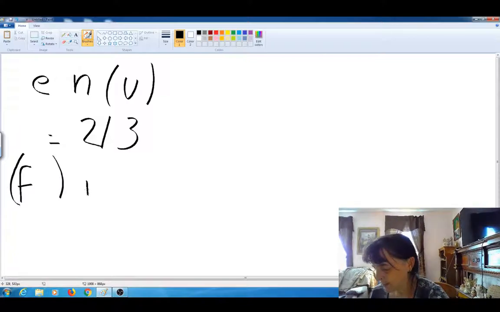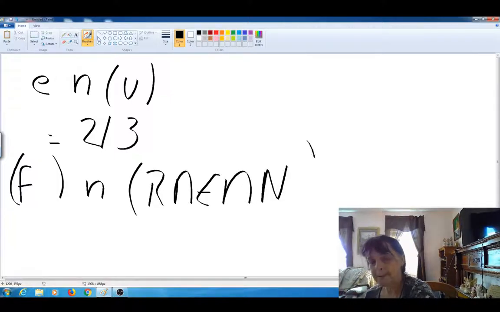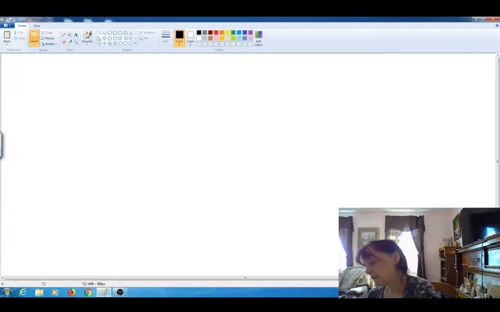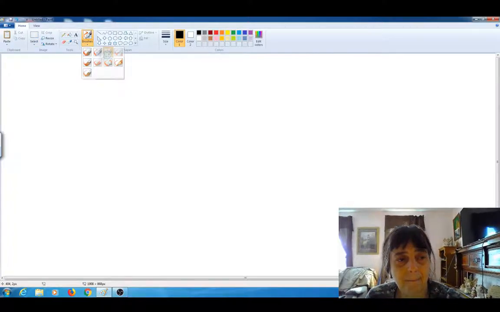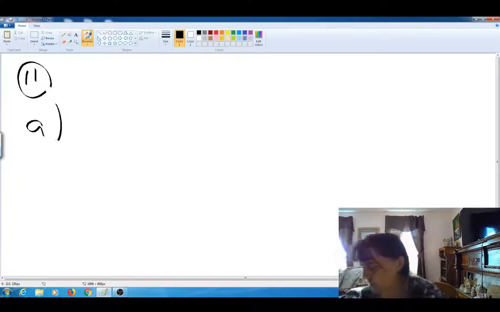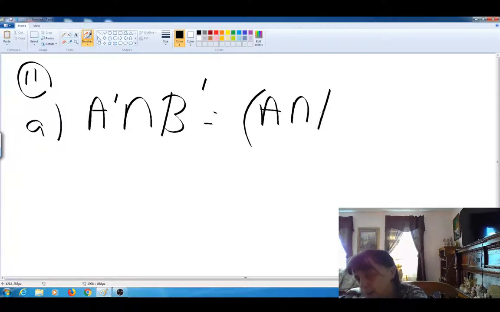And F, number R intersect E intersect N is 7. Okay, 11A. Tell if all sets are equal or equivalent. Does A prime intersect B prime equal A intersect B prime?